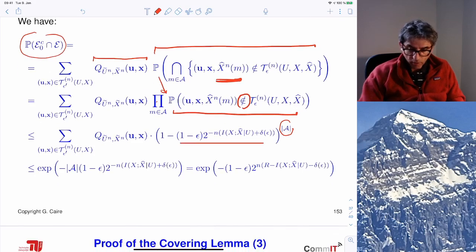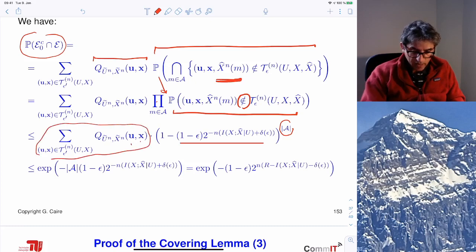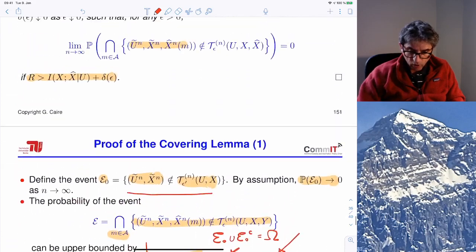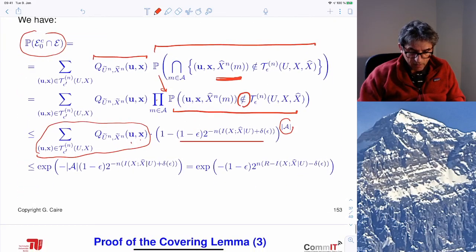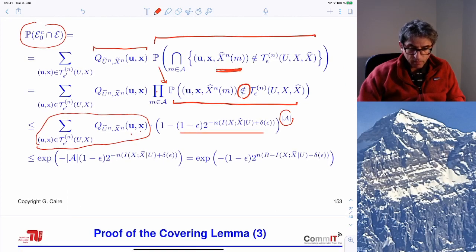And now this product does not depend on u and x anymore, on specific u and x, right? So I have just to take the fact that this sum, this is exactly the term that we know goes to 1 by assumption here. So this can be eventually upper bounded by 1, and at the end we have this 1.